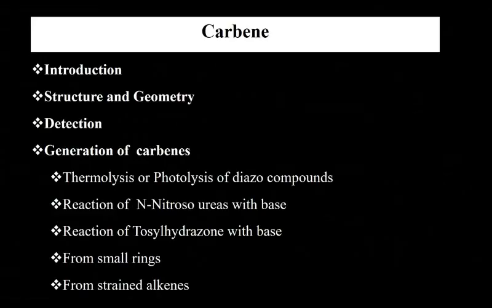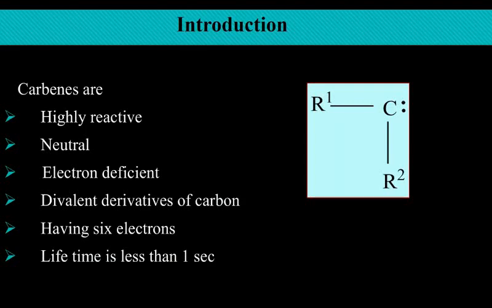The contents which I will discuss here are, first of all, the introduction, then structure and geometry, how carbenes are detected, and then the various methods for the generation of carbene. Carbenes are highly reactive, neutral, electron deficient, divalent derivatives of carbon. They have 6 electrons and their lifetime is less than 1 second.